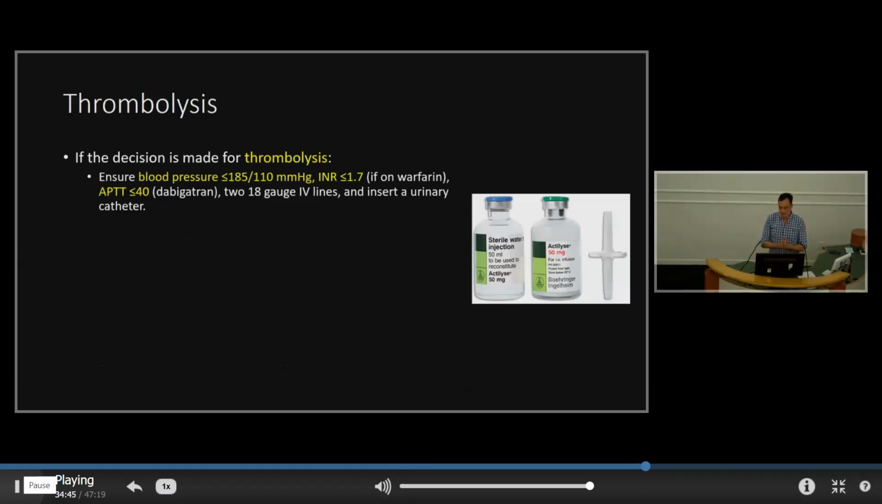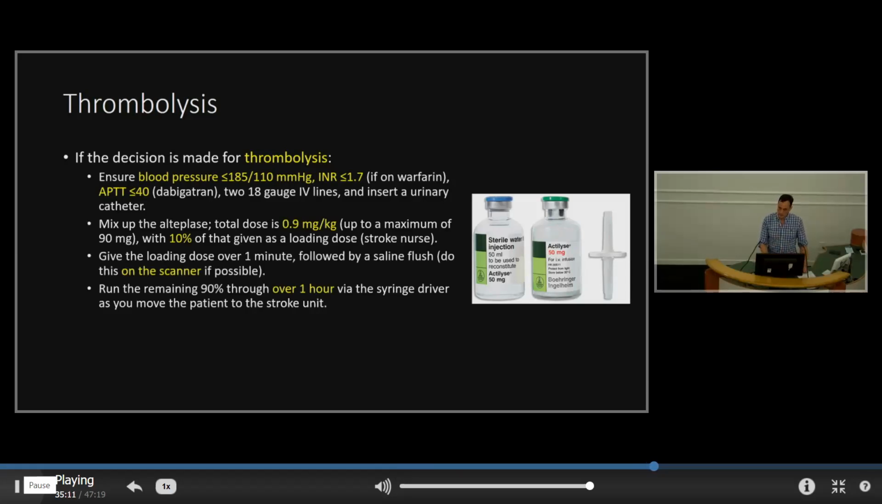So if the decision is made for thrombolysis, there are a few things one needs to do. First, as I said before, make sure the blood pressure is 185 tops, no higher than that. And the INR can't be above 1.7. I even get quite nervous at 1.5, 1.6, 1.7. APTT less than or equal to 40. Ideally 2 lines, the ED should do that for you, and insert a urinary catheter, ED should do that as well.